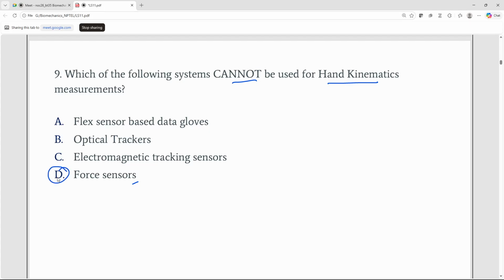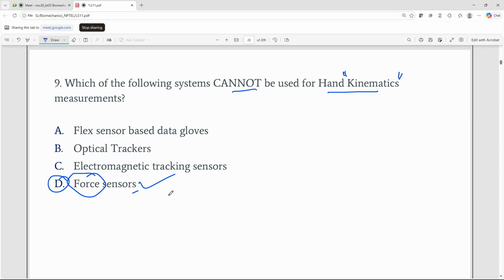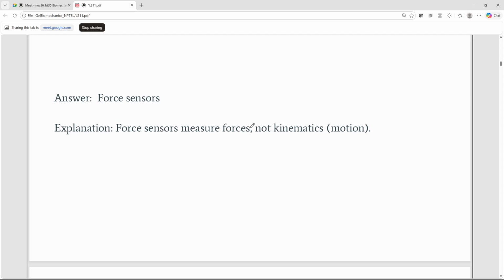Yes, correct answer. Option D, force sensors. The word kinematics itself gives it away. Once the word force is there, it is something dynamics. In kinematics, we don't deal with forces. So by simple analogy itself, we can reduce the answer. A force sensor is used to measure the forces, not kinematics or the motion.